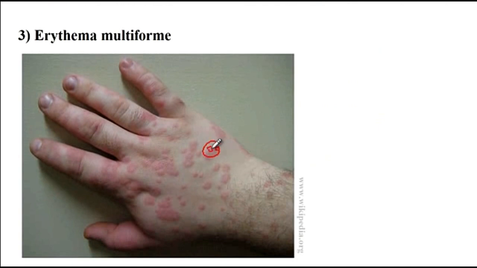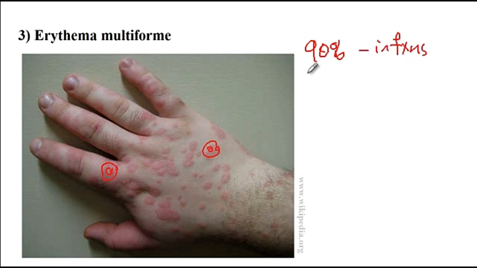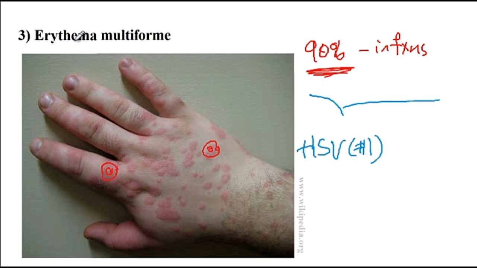So here you can see that there are target-like lesions that are being formed on the skin, and here is one obvious example. And so 90% of the cases of Erythema Multiforme are from infections. There could be other causes, like for instance medications such as sulfa or beta-lactams, malignancy, or autoimmune disorders that can also cause Erythema Multiforme. But again, 90% of these lesions are from infections. And among infectious causes, herpes simplex virus is the number one cause of Erythema Multiforme. After that, Mycoplasma is another common cause.